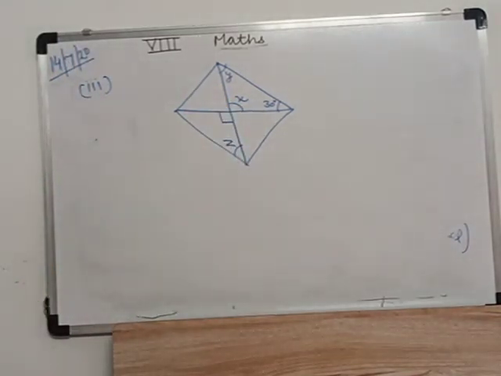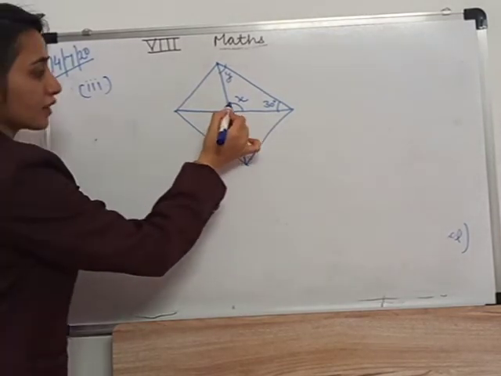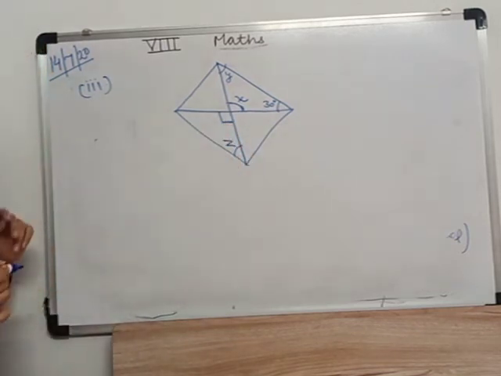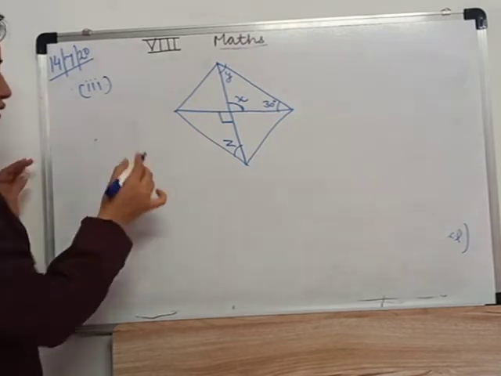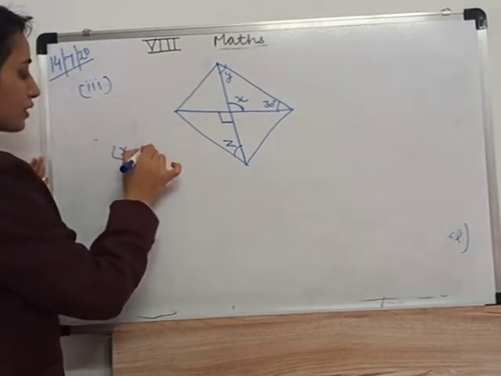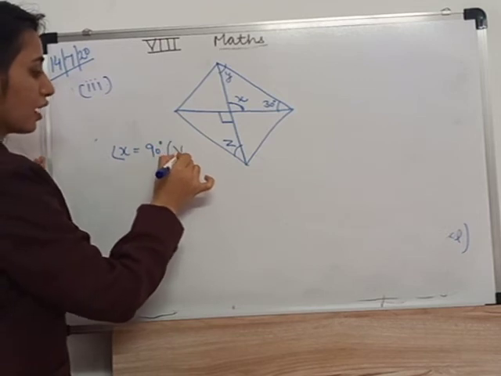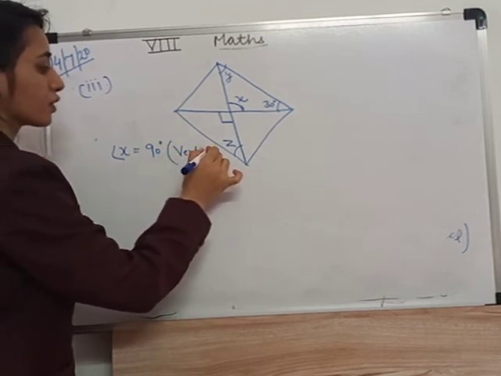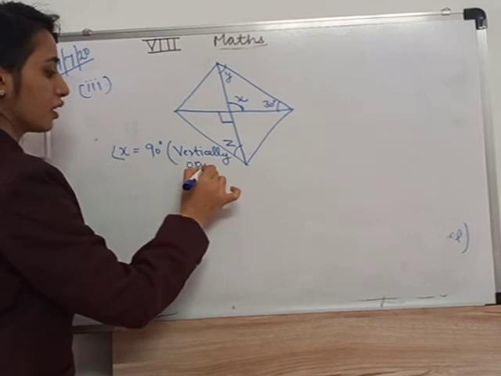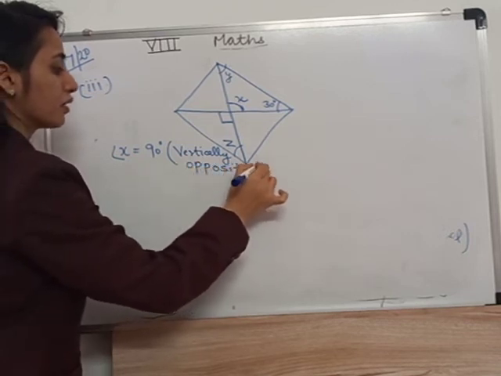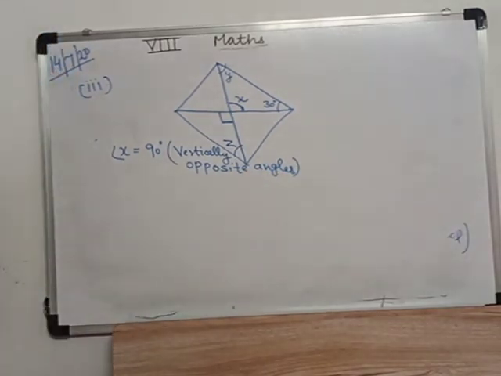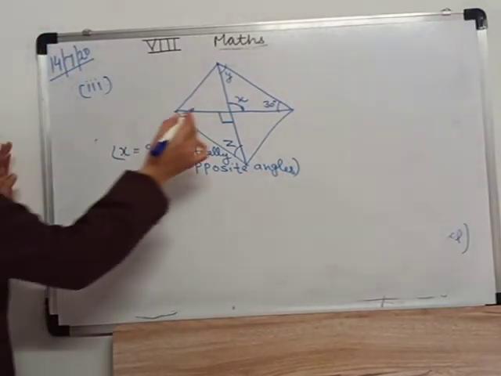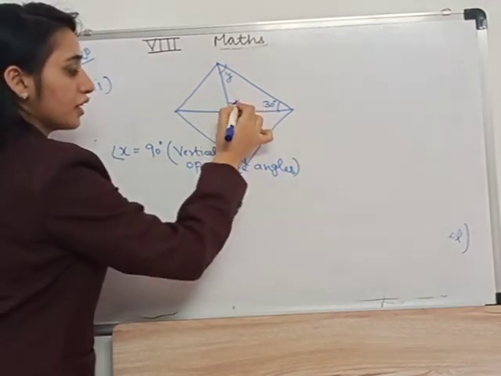Now, how can we find the values of variables x, y, z? See, first, x is equal to this angle 90. These are vertically opposite angles. So these angles are equal. Angle x is equal to 90 degrees because these are vertically opposite angles. Okay, x is equal to 90 degrees.